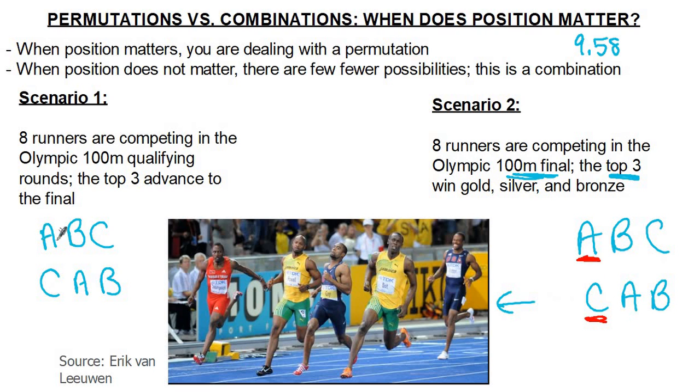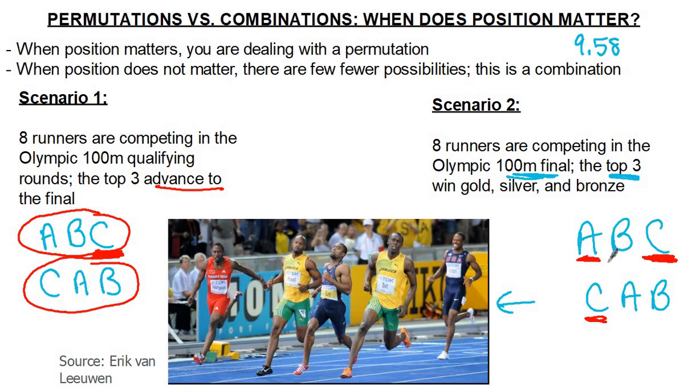So hopefully you can see the difference. In scenario 1, Charles is not unhappy, even though he finished in third, because he still gets to go to the final. In scenario 2, Charles is not as happy as he would be if he were in Albert's position, because Albert gets the gold. So in the case where position matters, which is this one, we call that a permutation. The order does matter in this case.